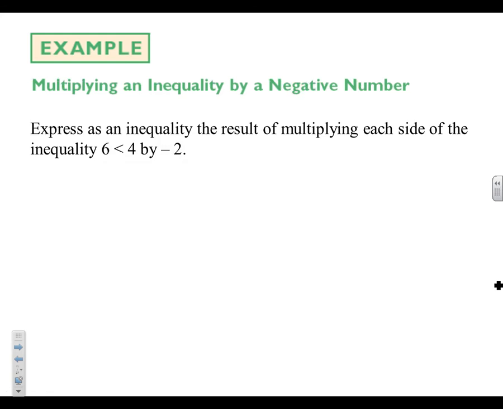Not by negatives, though. What's 6 times negative 2? That's negative 12. 4 times negative 2 is negative 8. And now, which one is greater here? Let's see. Negative 12 is less than negative 8. 6 is greater than 4. Okay, so you notice that the inequalities here need to switch. So anytime you multiply by a negative or divide by a negative, you need to switch your inequality.